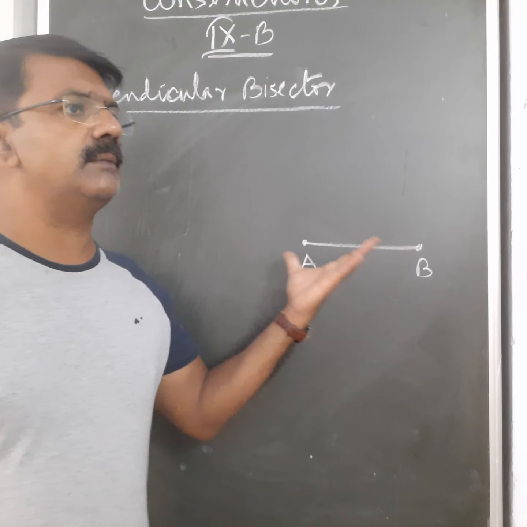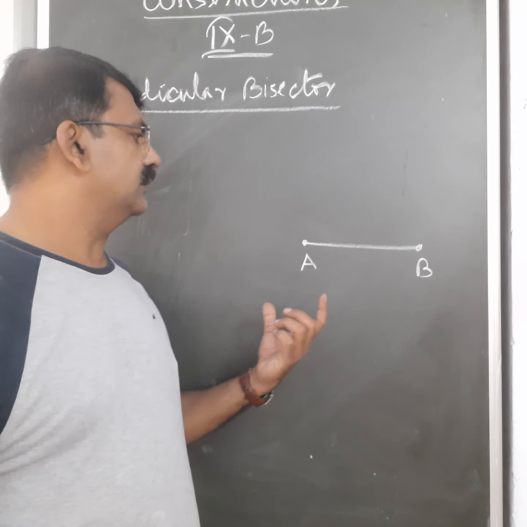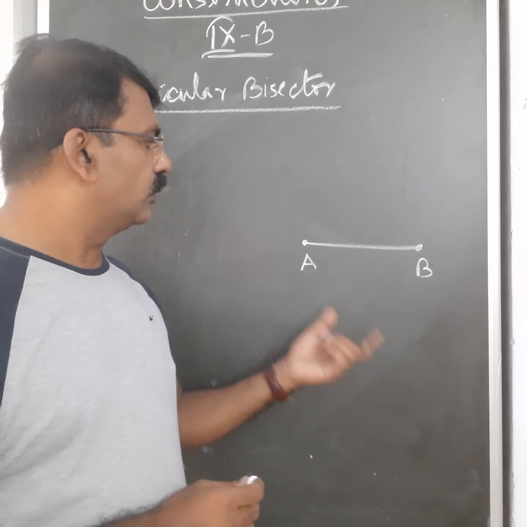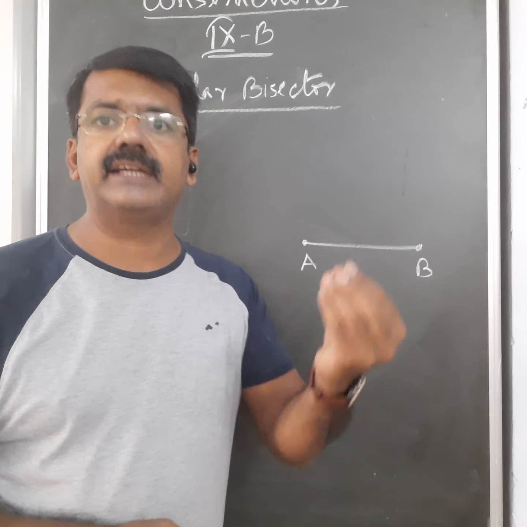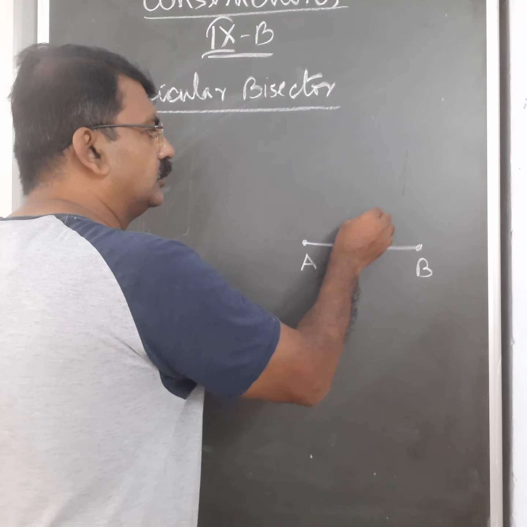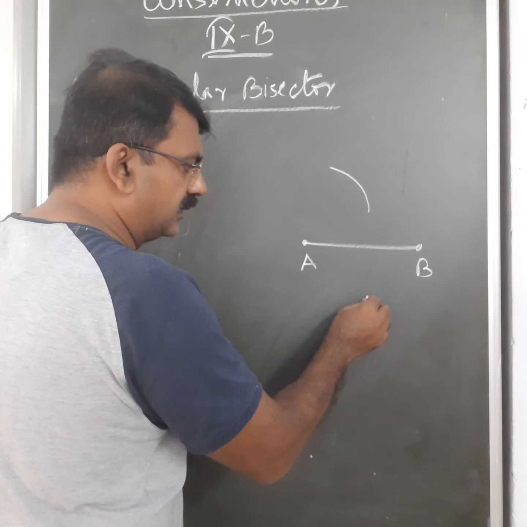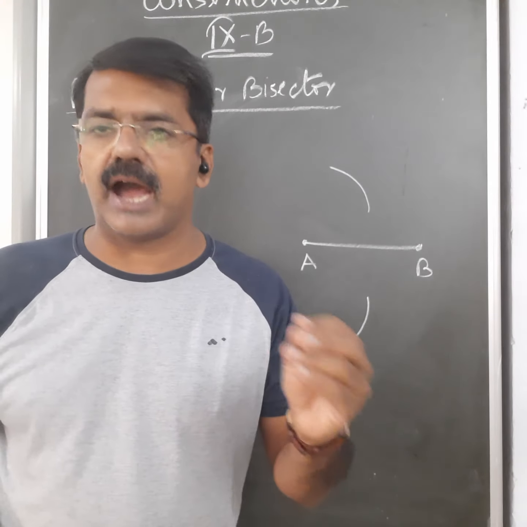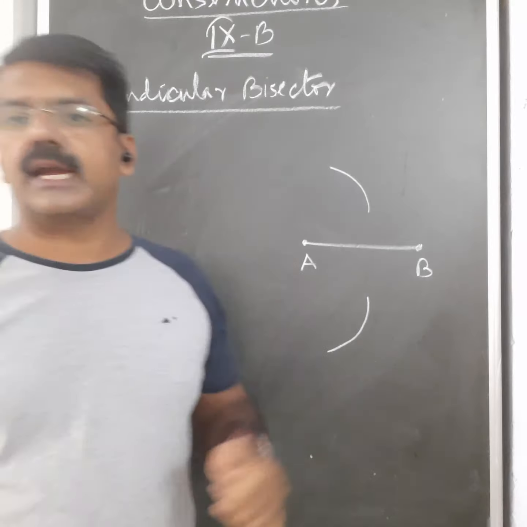Now, to draw the perpendicular bisector of AB, you take the compass and with A as the center and a radius which is slightly more than half of AB, whatever is the length of AB, you take that radius in the compass, and taking A as the center, you draw an arc on one side of AB and another arc on the other side of AB. Remember, same radius which is slightly more than half of AB, and with A as the center, you draw an arc on either side of AB.